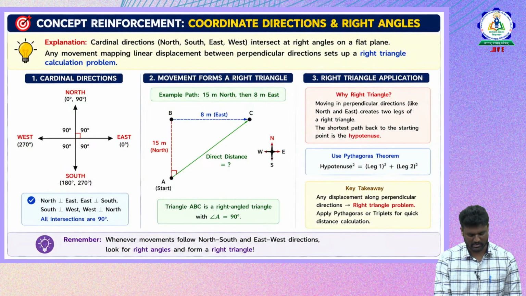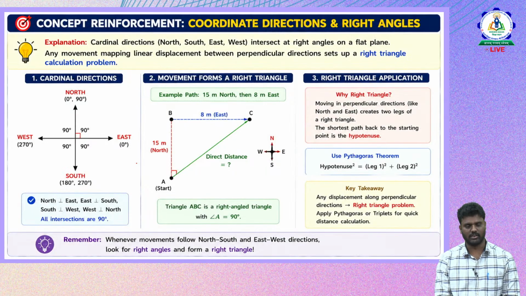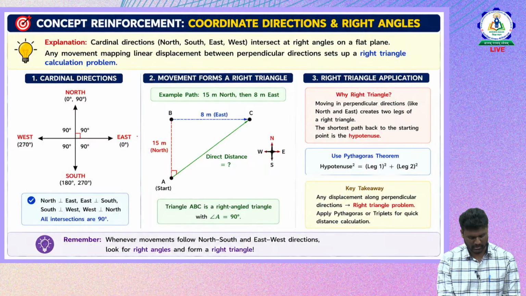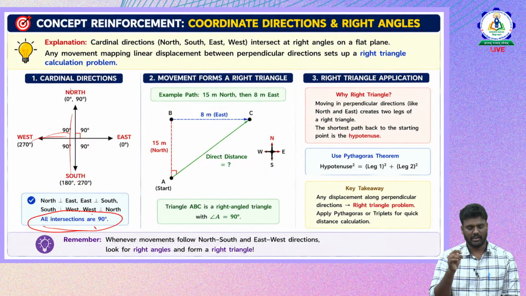Suppose we assume that east is 0 degrees. When they move from east to north, that means they move 90 degrees. So north is perpendicular to east, east is perpendicular to south, south is perpendicular to west, and west is perpendicular to north. In these conditions, all the intersection points make exactly 90 degrees.